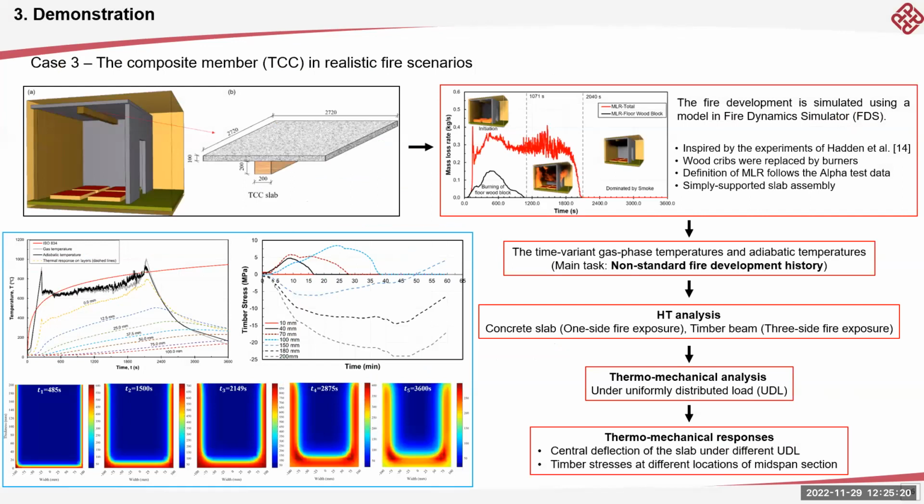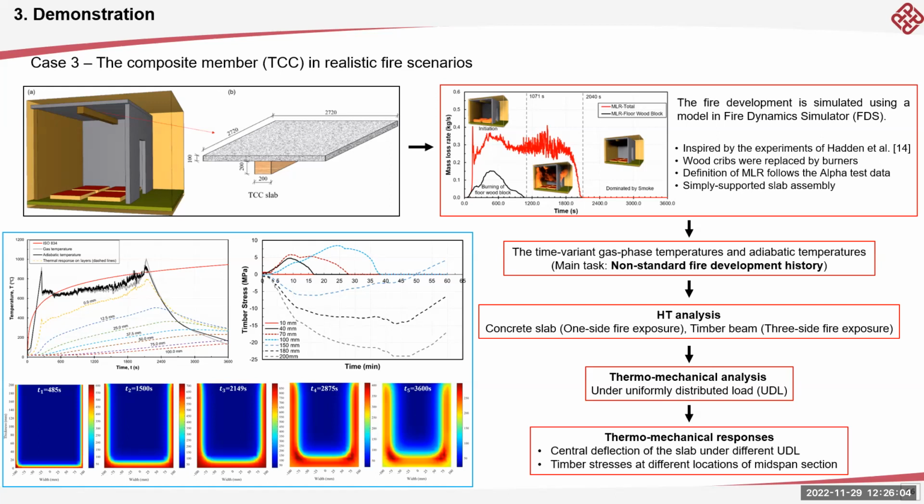And for this demonstration case, it is about a composite member in realistic fire scenarios. It was inspired by the experiment by Harden, and the wood cribs were replaced by the burners, and the definition of the mass loss rate follows the Alpha test data. We can see in the right picture the timber elements will take effect on the compartment fire dynamics, and the composite members were assumed as simply supported.